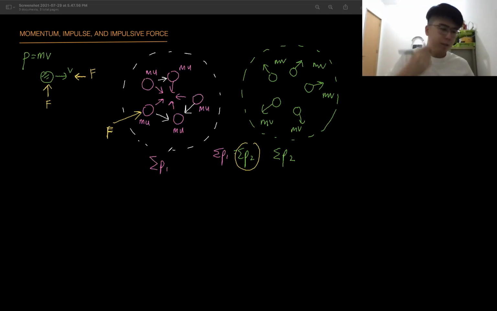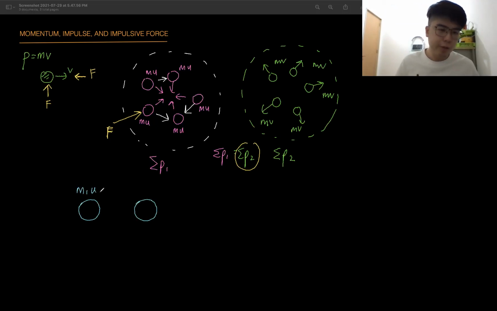Okay, so this one is the conservation of momentum. Now let's look at one example here. You see the equation, the formula is still the same formula. It's still the same one.